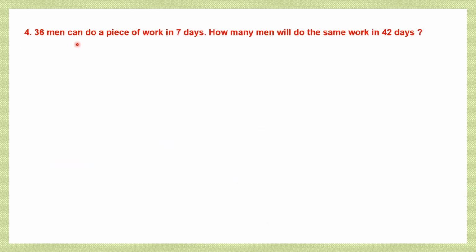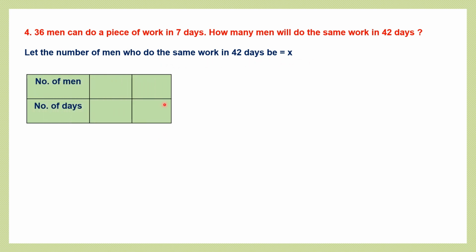Question 4. 36 men can do a piece of work in 7 days. How many men will do the same work in 42 days? So first, let's write down. Let the number of men who do the same work in 42 days be x. So let's get our table ready. So 36 men, so number of men, and we have 7 days, number of days.